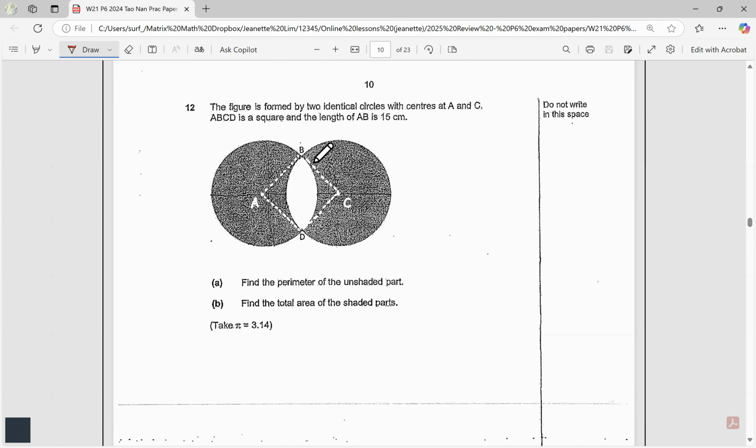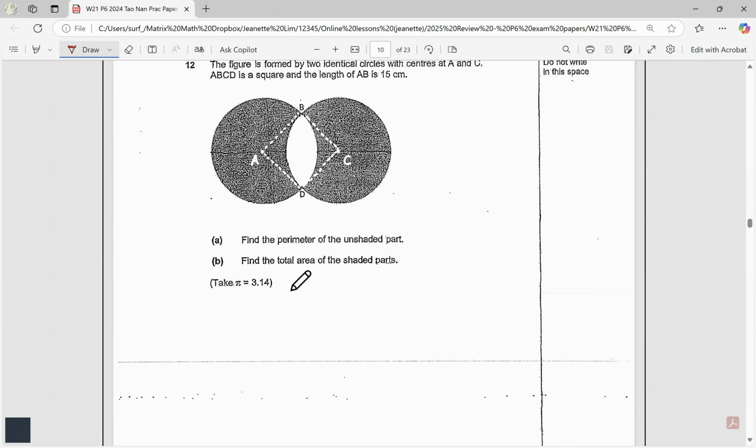Now the unshaded part is made up of 2 times the arc of a quadrant. So let's find out what is one arc of a quadrant first. To find the length of the arc, we use the formula for the circumference of the circle, which is pi times diameter. So I need to know my diameter. Since the radius is 15, the diameter will be 15 times 2.